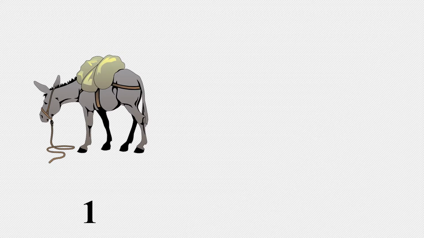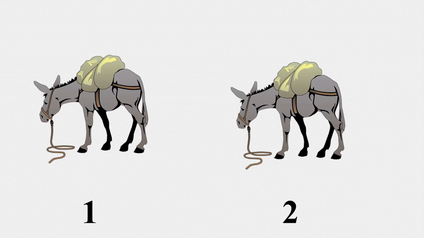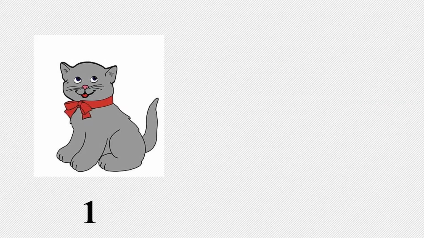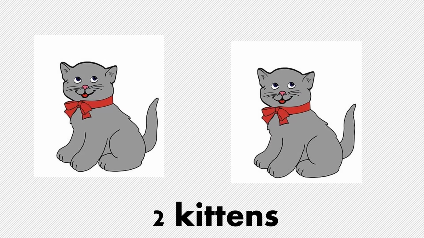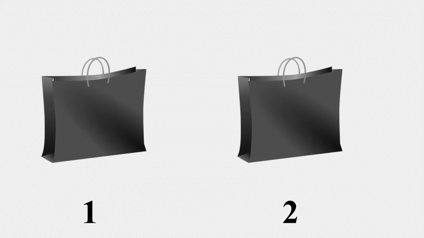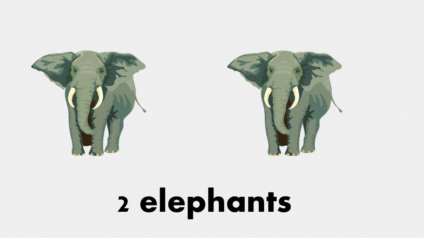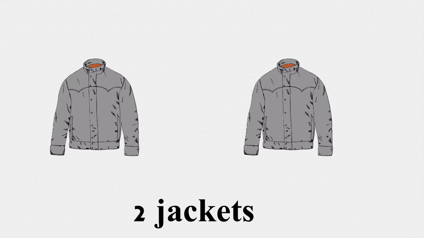0, 1, 2. 2 donkeys. 2, 0, 1, 2. 2 kittens. 2, 0, 1, 2. 2 bags. 2, 0, 1, 2. 2 elephants. 2, 0, 1, 2. 2 jackets.